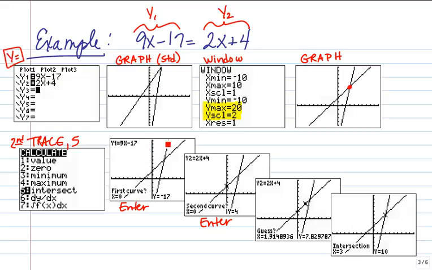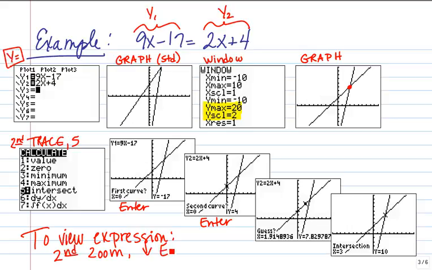You may have to change that on the calculator. If you don't see the expression for the equation on your calculator, you can go to second and zoom and go all the way down to the last row, which is expressions on. Make sure that's highlighted and press enter, and that way when you go to the graph window you'll see which equation is actually showing. So you do first curve, enter, second curve, notice how it changed my equation, and I press enter, and then it asks you for a guess.